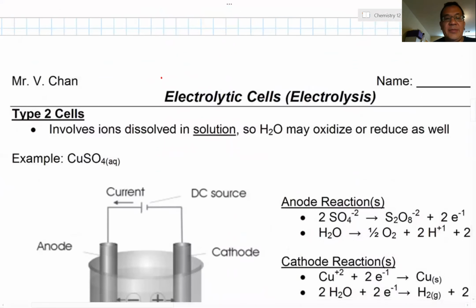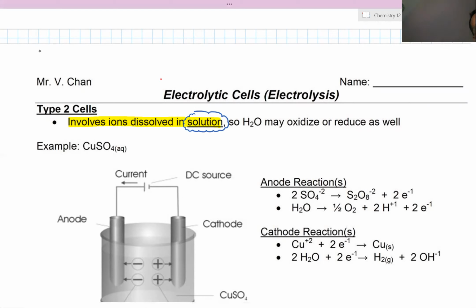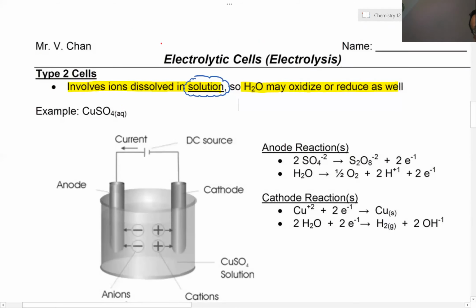Now, type 2 cells. Here's the key difference. The ions dissolve in solution. The key word here is solution. Okay? So we have to consider that water may oxidize or reduce as well. Now, what do I mean by the difference here?